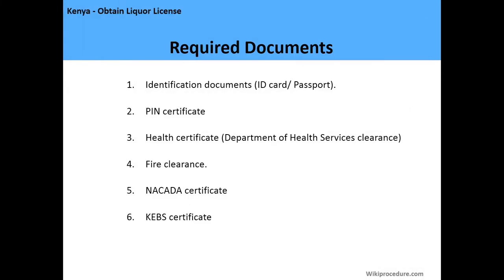The required documents: you need your identification documents, either your national identification card or passport, your PIN certificate, your health certificate from the Department of Health Services. So make sure you clear with the health services. You also need a fire clearance certificate. Make sure you have this clearance certificate. NACADA certificate. Make sure you clear with NACADA, and Kenya Bureau of Standards certificates. So these are prerequisites, and make sure you have cleared with these. We have videos on how you can obtain these certificates and clearances, and after you have obtained them, you can move on with your application.